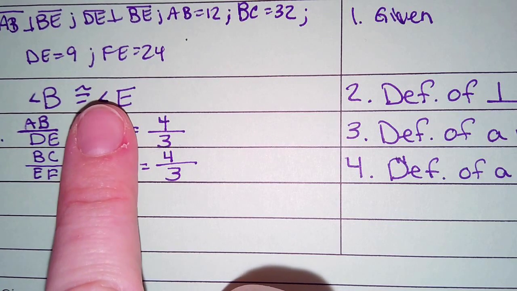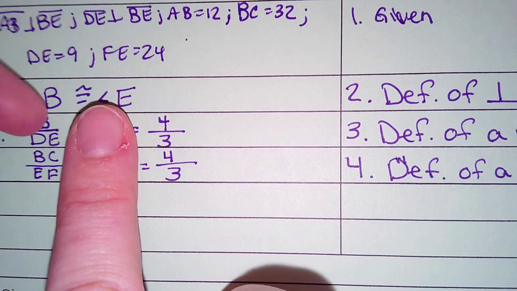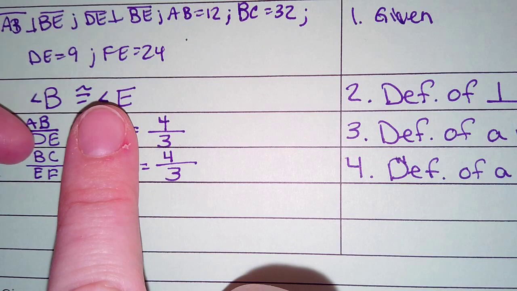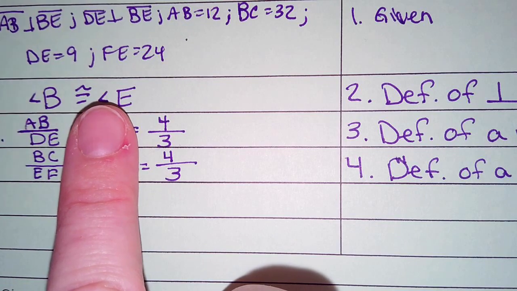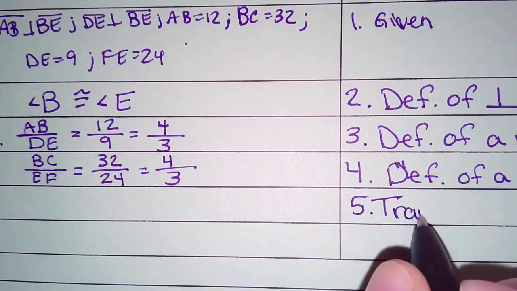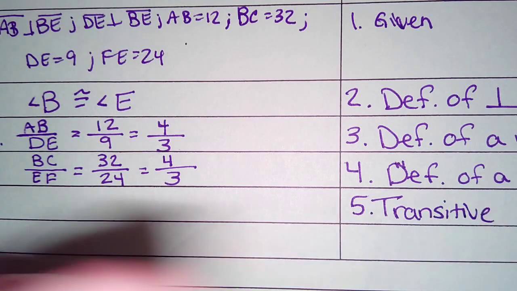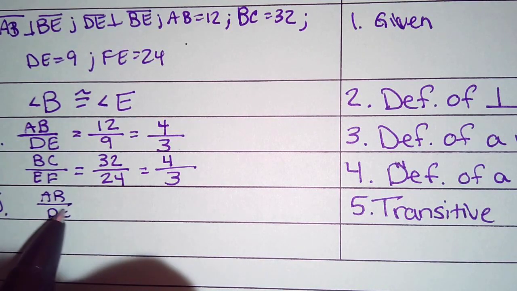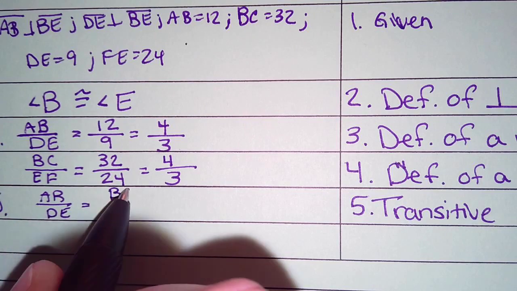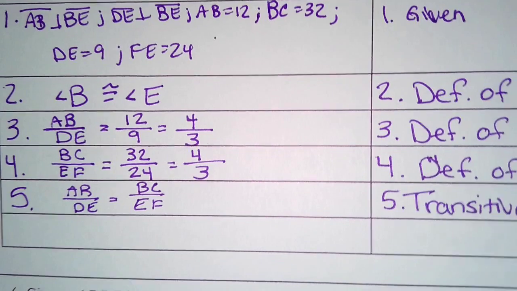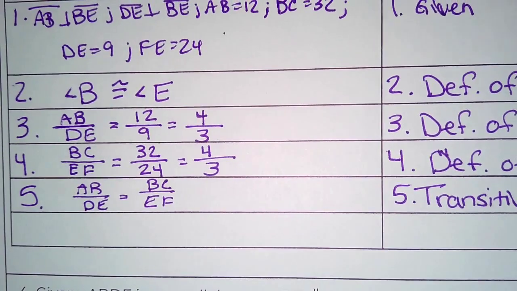So what property allows me to say if this equals 4/3 and this equals 4/3, then these equal each other? Transitive, just like we talked about before. So step 5 is going to say transitive. So AB over DE equals BC over EF. What we've just written are the ratios are proportional.